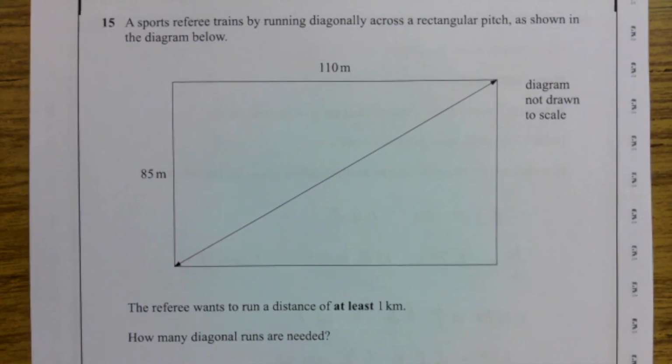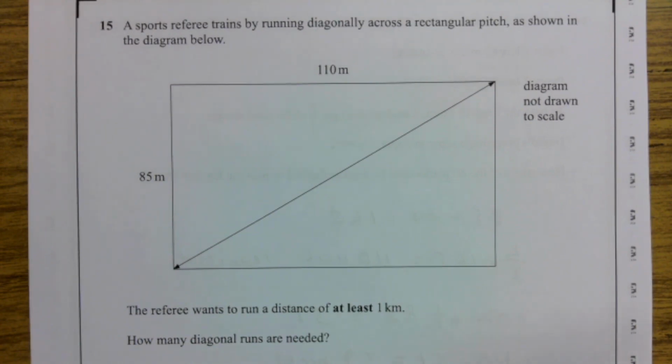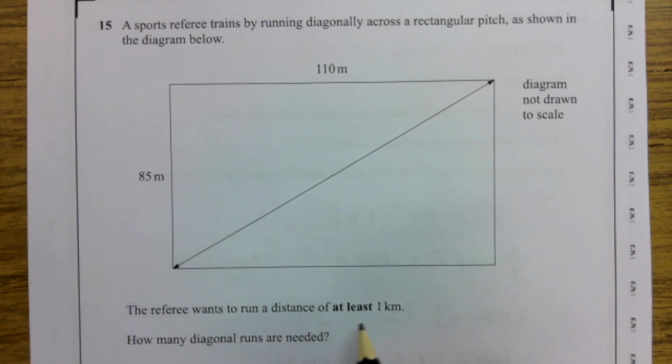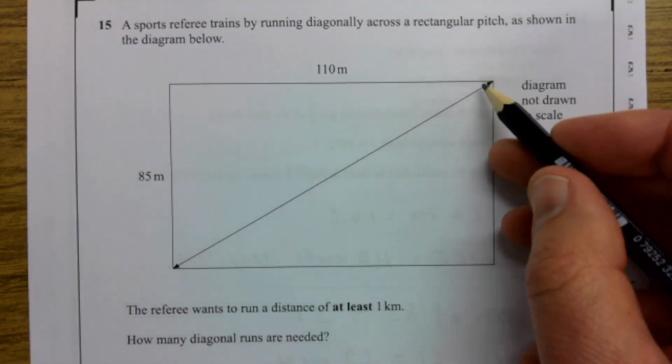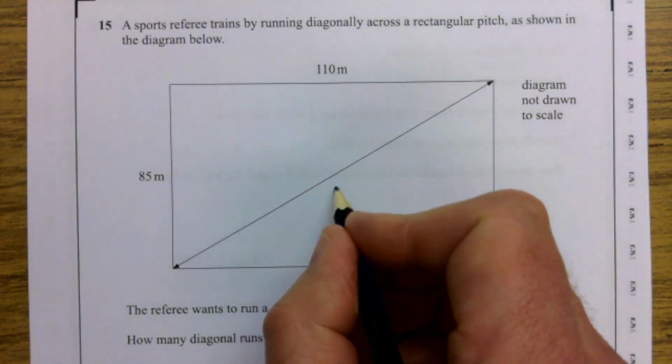Question 15. A sports referee trains by running diagonally across a rectangular pitch as shown in the diagram below. The referee wants to run a distance of at least 1 kilometre. How many diagonal runs are needed? So we need to find this distance here, and hopefully you can see we're going to use Pythagoras for this.